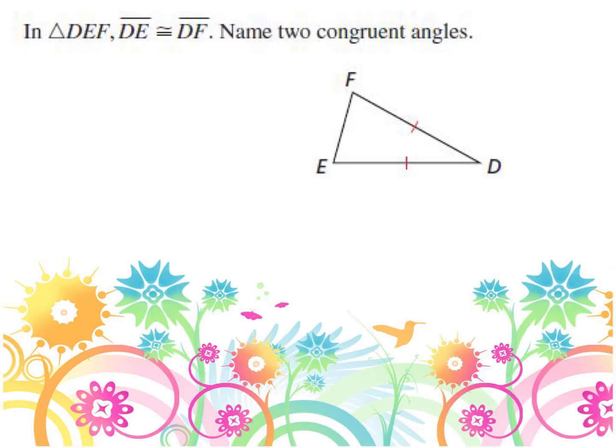All right, you're going to answer this one on your own. Try and do it on your own. It says, in triangle DEF, side DE is congruent with side DF. Name the two congruent angles. Go ahead on your own without shouting out. Try and name your congruent angles by yourself.